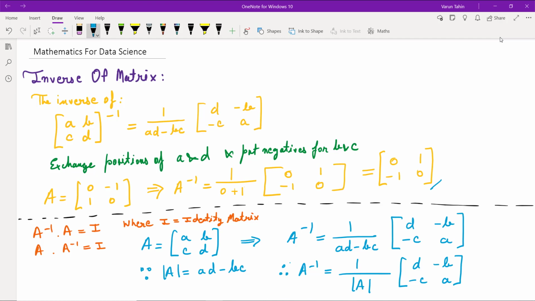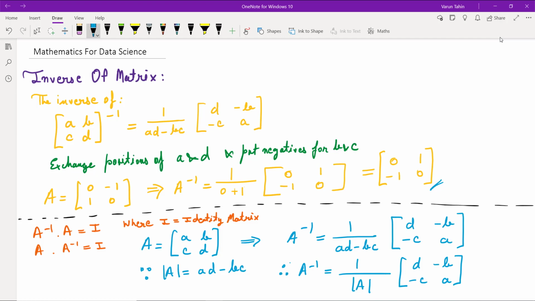So ultimately we will get this matrix, and this can be imagined visually by first imagining the transformation represented by matrix A and then imagining the reverse transformation. So A represents an anti-clockwise rotation by 90 degrees. So A inverse should represent a clockwise 90-degree rotation.